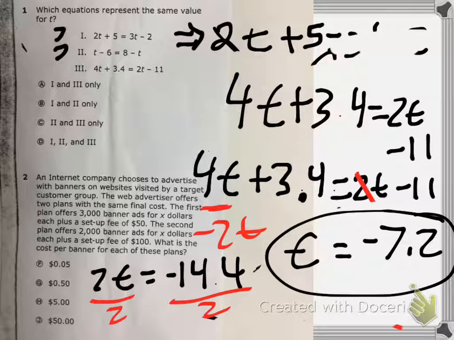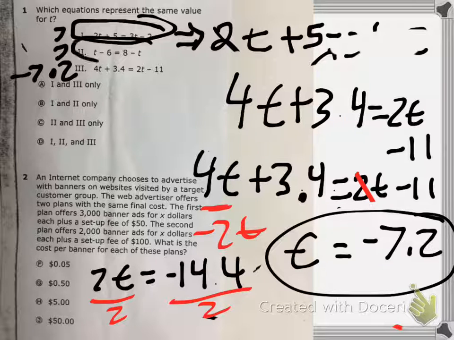All right, so if that is the case, this last equation, the answer is negative 7.2. So there's only 2 that have the same value. It's equation number 1 and equation number 2. So the answer here would be B. Okay? Next.